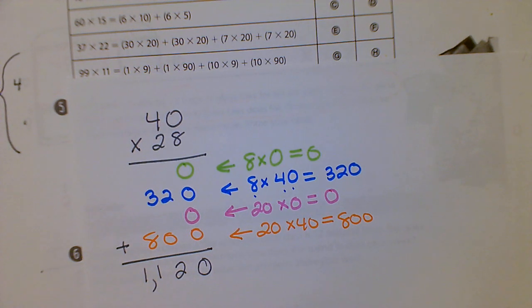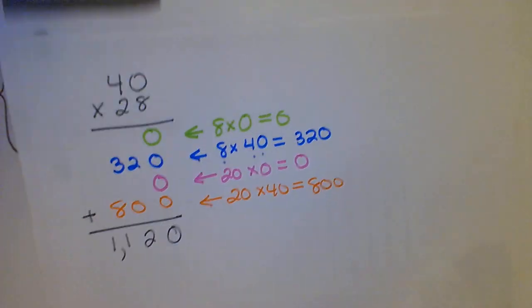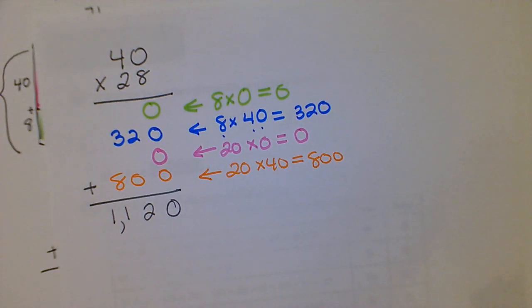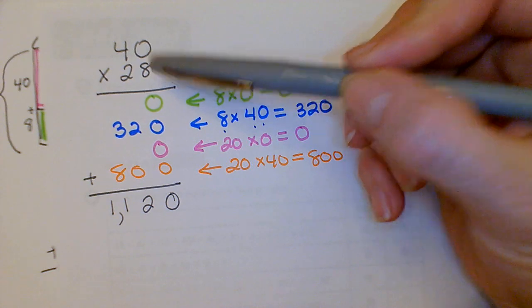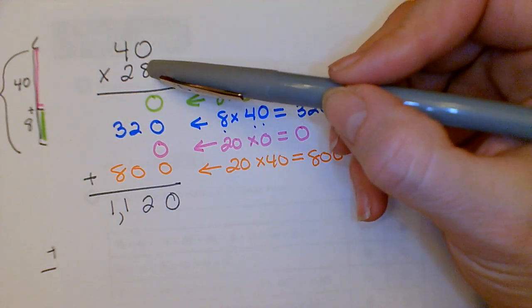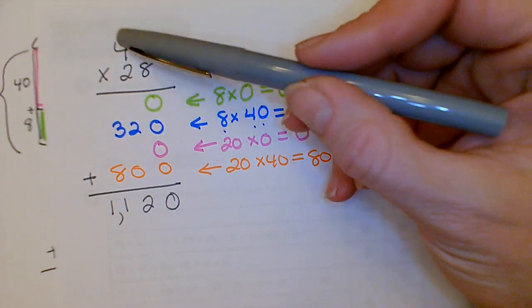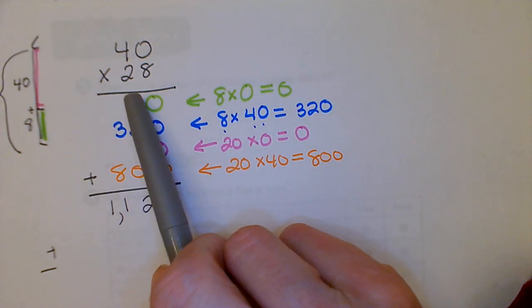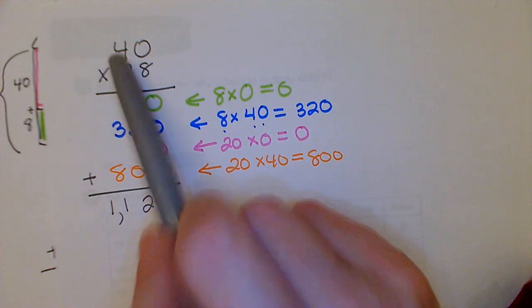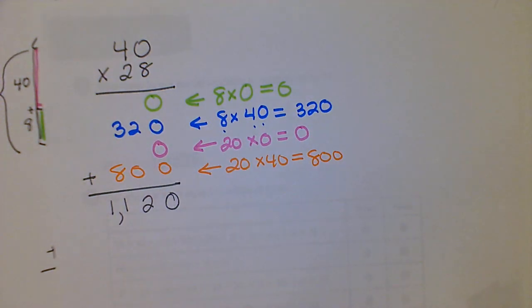We are not doing the estimating today because I really want us to focus on these techniques that we're using. Remember, for partial products, you first multiply the 8 times the 1's and the 10's, so 8 times 0 and 8 times 40. Then you do the same thing with the 2: 2 times 0 and 2 times 40. All right, my friends, that is it. Let's have a great day.